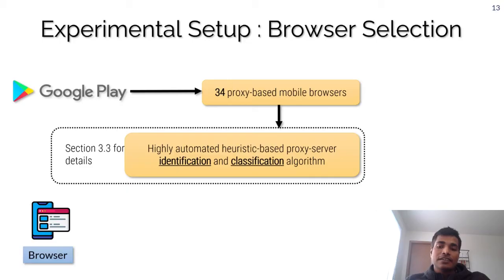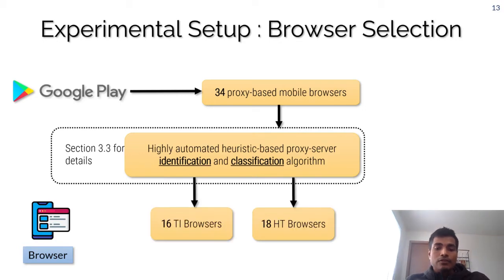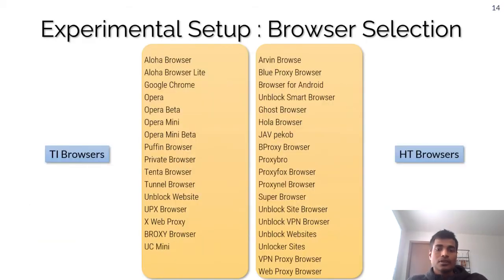Now we use this traffic file as input to a highly automated heuristic-based proxy server identification and classification algorithm to find out the proxy server address and classify the browsers. Finally, we find 16 TI browsers and 18 HT browsers from those 34 browsers. The details of that heuristic-based proxy server identification and classification algorithm are specified in section 3.3 of the paper. These are the browsers that we have considered for further security evaluations.